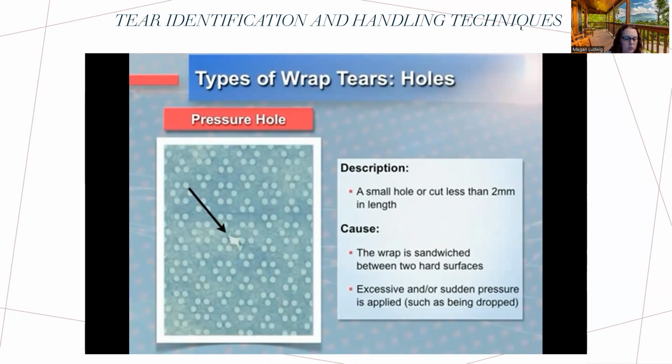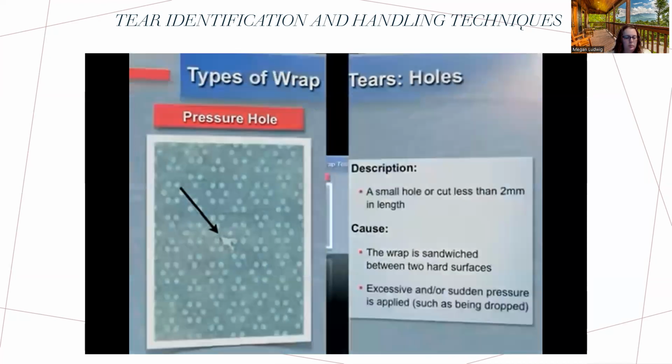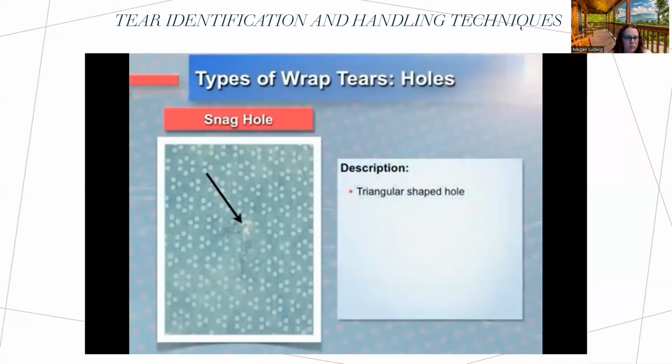Or a pressure hole may occur when excessive and/or sudden pressure is applied. An example would be when a package is dropped on a hard surface. Another type of hole is the snag hole. This hole is triangular in shape with loose fibers hanging from the edges. A snag hole may result from the wrap getting caught on something, such as a rough surface or a burr on a sterilizer cart.